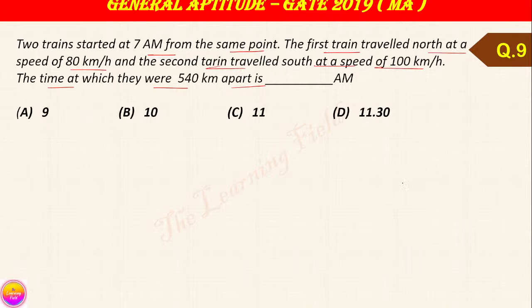Okay, so suppose this is the point and this is the north, this is the starting point, one train going to the north and one train going to the south. Okay, and if these two trains or any two cars or anything goes to opposite sides with different speeds, then we find the relative speed of the two trains or the relative speed of the two cars or anything.